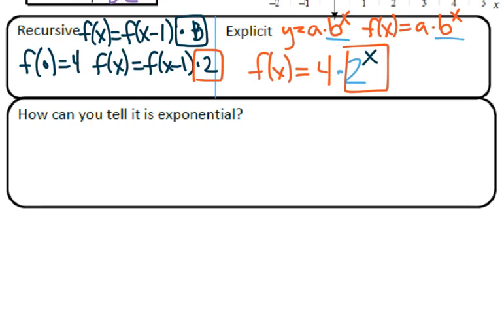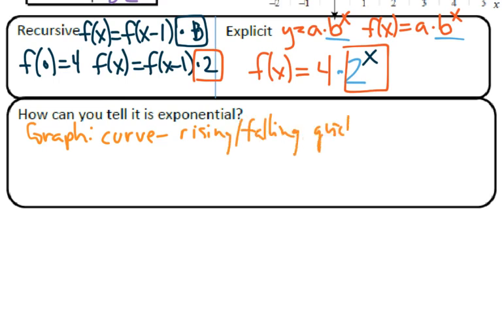Okay, so how do we tell in that graph? Kind of explained it, but how would we write that down? Well, it's a curve, right? Rising or falling quickly, because we do it the opposite way too. Distance from x. I won't write that. That was part of the graph. Okay, but looking at the graph, you can kind of see it too.